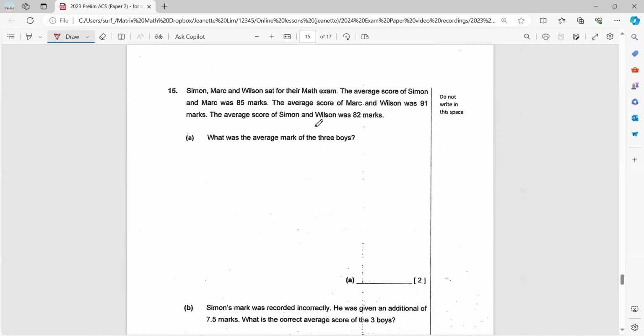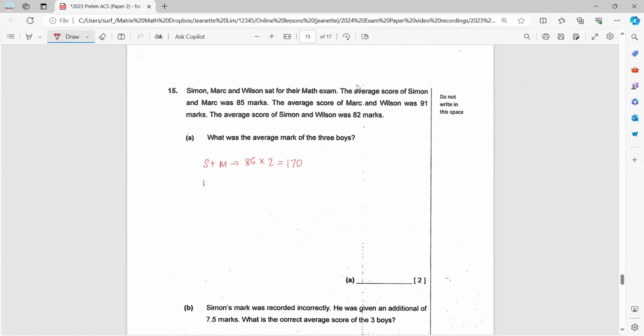Question 15. Simon, Mark, and Wilson sat for the math exam. The average score of Simon and Mark was 85. Average of Mark and Wilson was 91. Average of Simon and Wilson was 82. What was the average mark of the three boys? Okay, so you have different combinations of two people each time, right? So let's find S and M first. Simon and Mark, like the total. So 85 times 2, because 85 is the average.